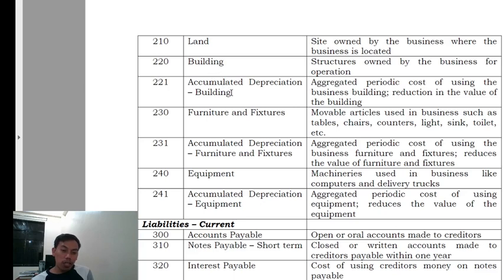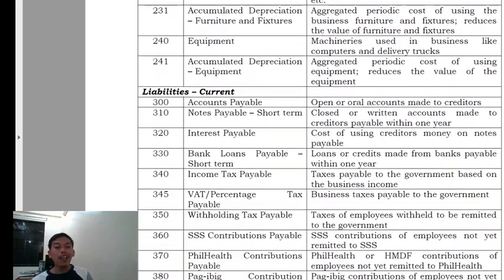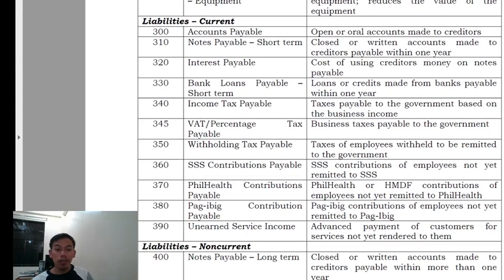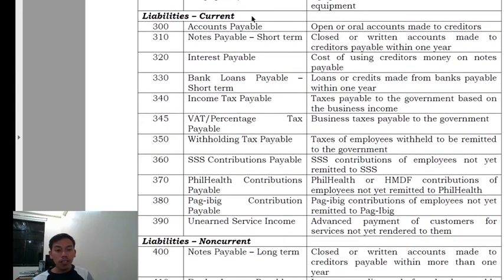So, ito ang accumulated depreciation ng building. Babawas mo po yan sa building mismo. Yung accumulated depreciation ng furniture and fixture, ibabawas mo po yan sa furniture and fixture. Same with equipment. So, sana nakukuha? These are account titles na inaaral natin. So, you familiarize yourself with this. Kasi tapos ng assets. So, next would be liabilities.